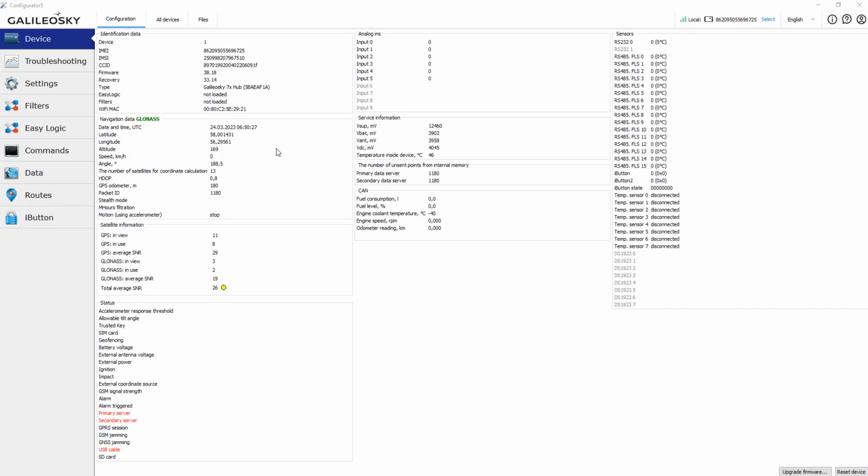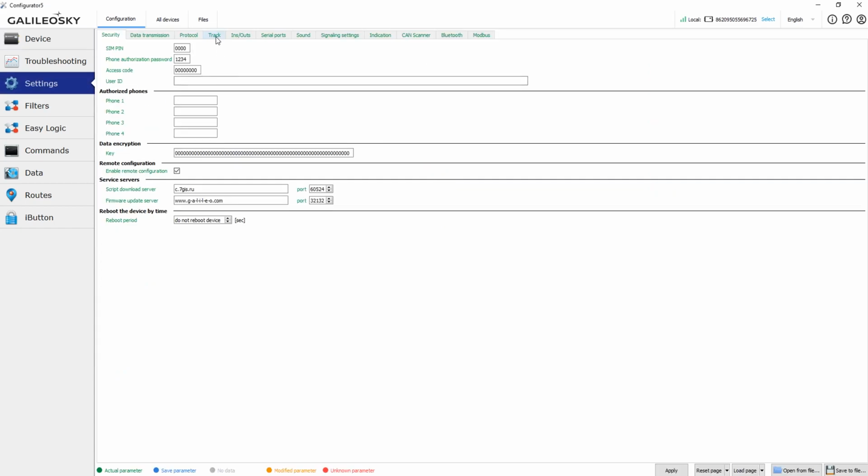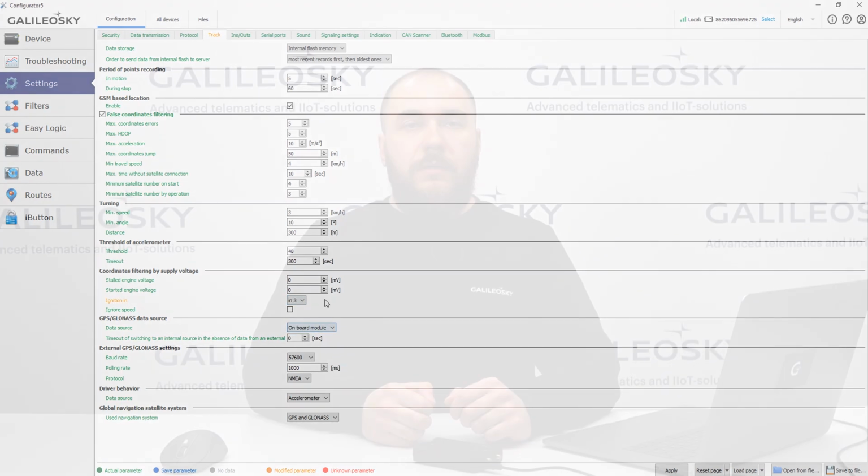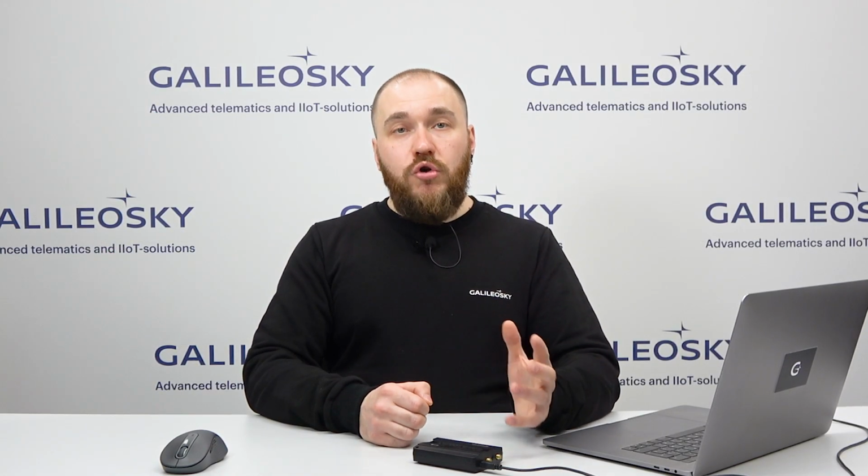The first way to determine its state is using the ignition input. This mode has the highest priority, and if the ignition input is set, the device works according to the logical state of the selected input. Start the configurator, go to the settings and open the track tab. Here you can assign all of the tracker's inputs as the ignition input. Now the device will work according to the in motion mode settings when the selected input logical state is 1 and according to the stop mode when the input logical state is 0. Please note that you also need to configure the input itself.